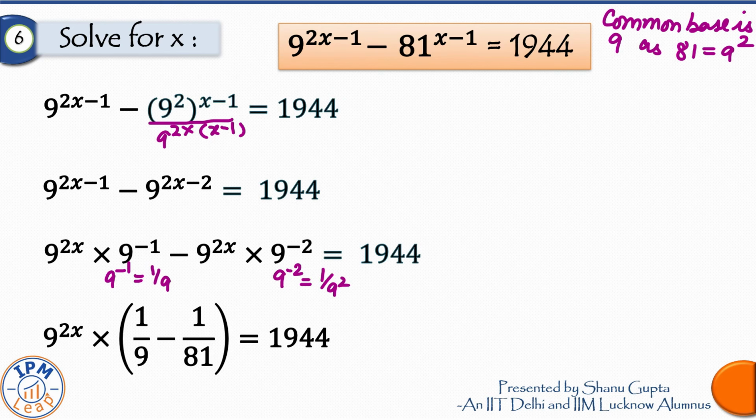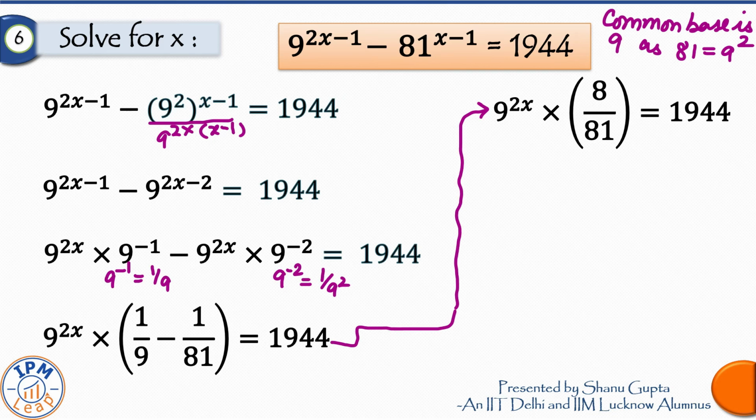Now 1 upon 9 minus 1 upon 81 simplifies to 8 over 81. And we can simplify this equation by dividing both sides by 8. 8 into 243 gives us this number 1944. So 9 raised to the power of 2x is equal to 243 into 81.